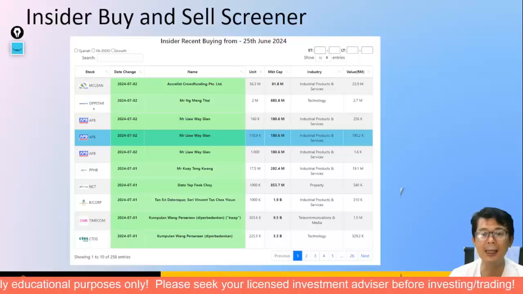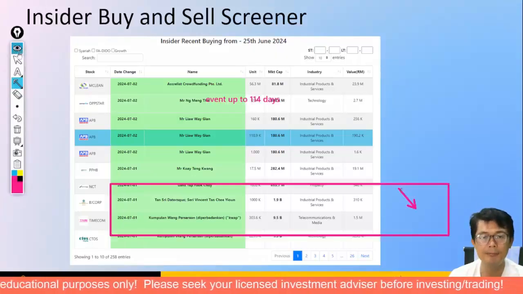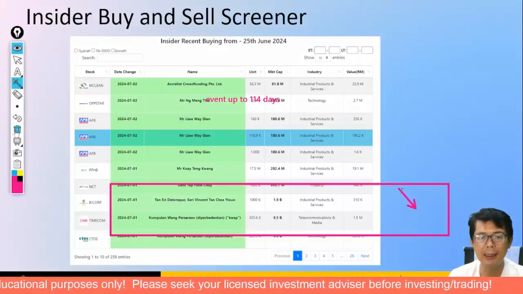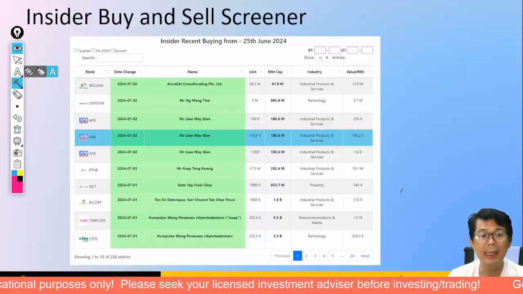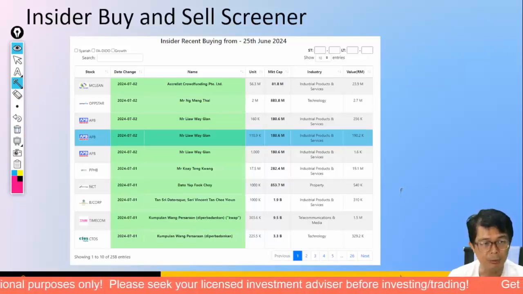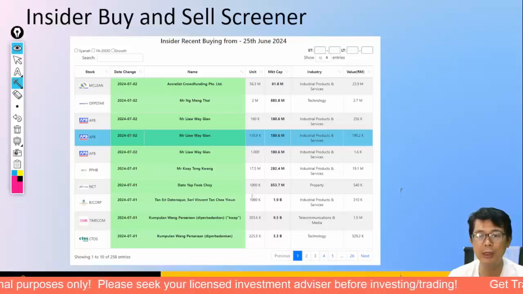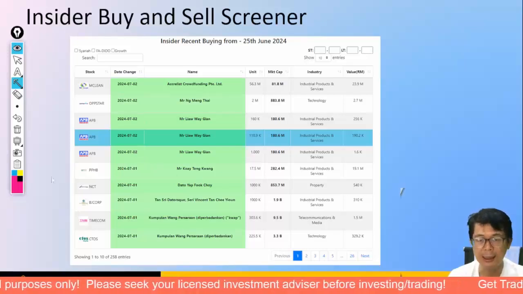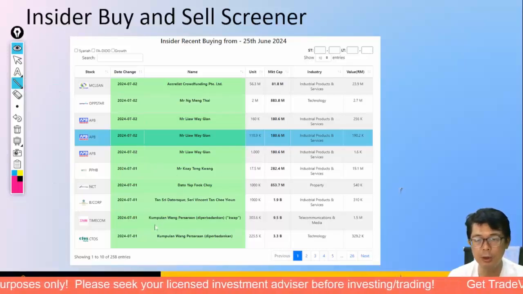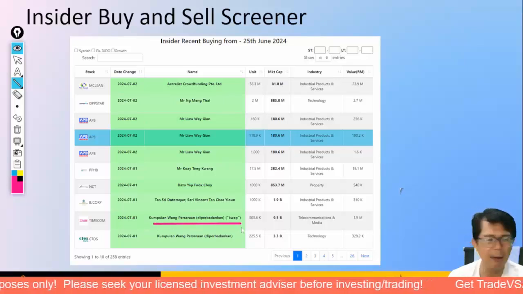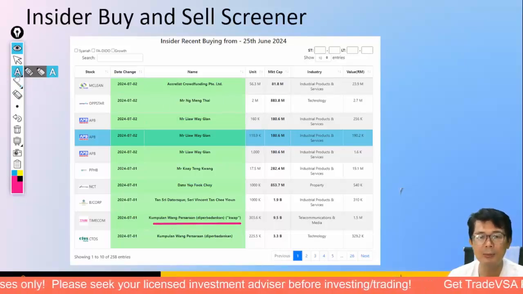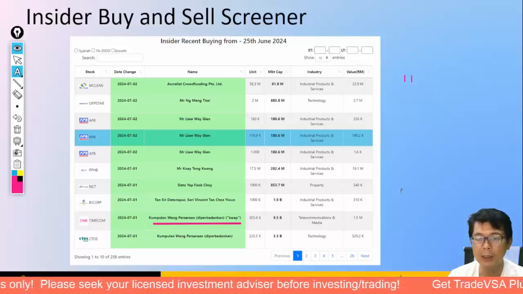The insider buying and selling. You have the stock name here. Now the key thing here is to look at individual names. We want to be looking at individual names. We are not interested in the institutional. Like this one here is institutional, which is KWAP. They buy and sell a lot of the time. We are specifically looking for owner.